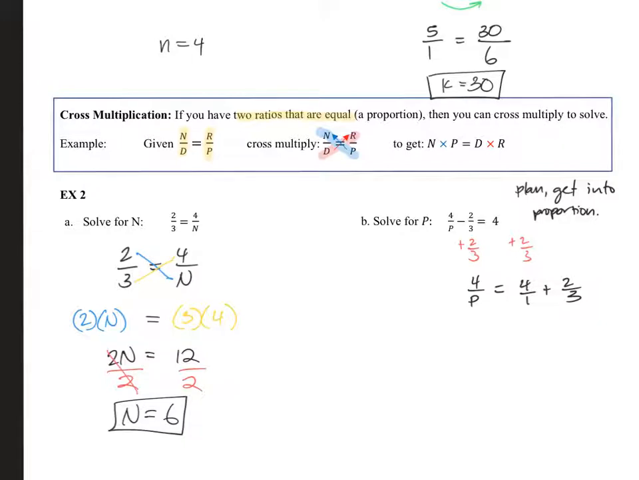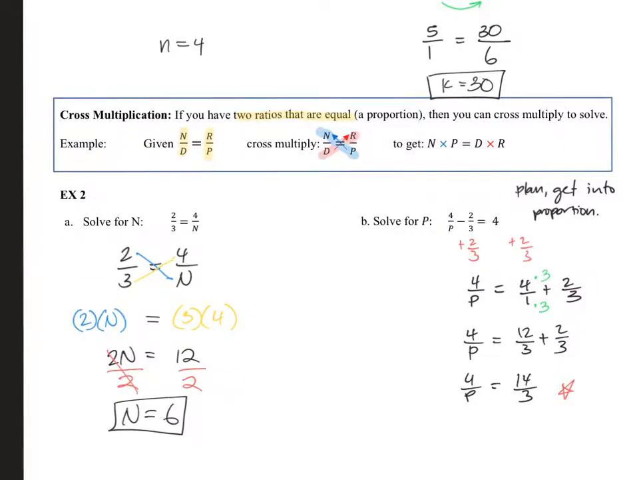Let's see, I need a common denominator, which would be 3. So we'll go ahead and do the building up property. Go ahead and pause this video and try to complete the addition of that fraction, and check back in with me in a second. Okay, so now we have 4 over p equals 12 over 3 plus 2 over 3. Then 4 over p equals 14 over 3. All right, now we are where we want to be.